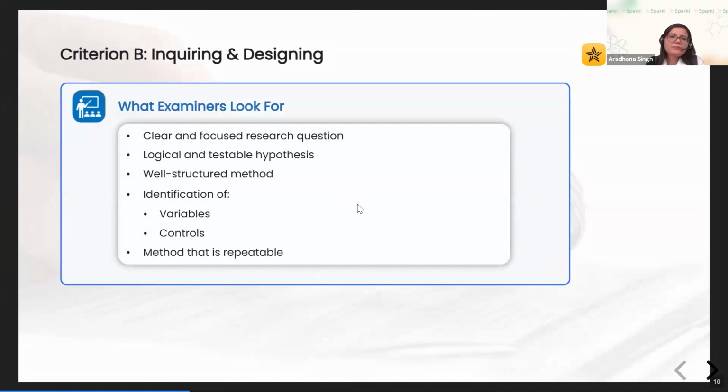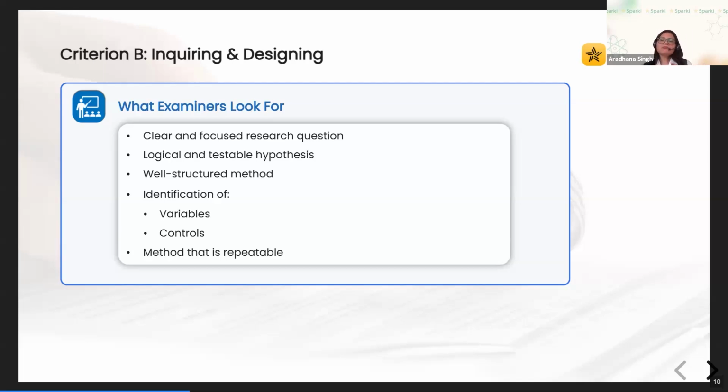Let's look at this point. Let's say you have clearly written the focus research question, including IV and DV, and you have written a testable hypothesis that if this variable will change, this variable will also change because there is a dependency of one on the other, right? Then we have to design a well-structured method, and method should not be a hypothetical method. It should be a repeatable method.